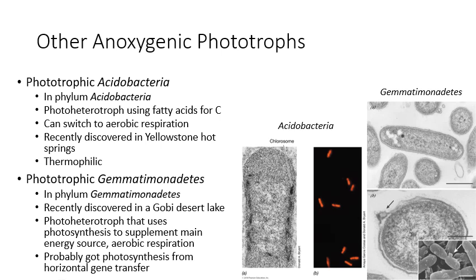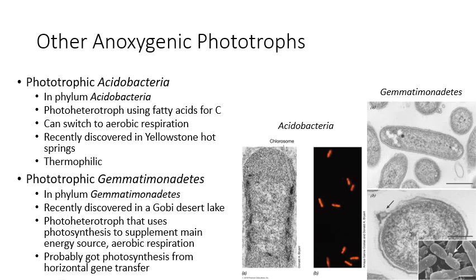Then we have just a couple of other examples of anoxygenic phototrophs that have been recently discovered. So we found phototrophic Acidobacteria in the phylum Acidobacteria. We don't know of many. There's just really one species that we have discovered in that phylum that is a phototroph. It's a photoheterotroph that uses fatty acids as a carbon source. During the nighttime, it's going to switch to aerobic respiration, and it was found living in Yellowstone hot springs, so it's thermophilic.